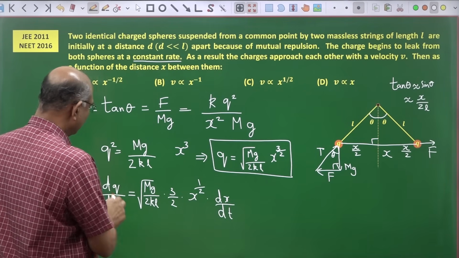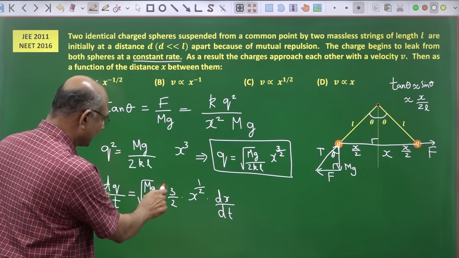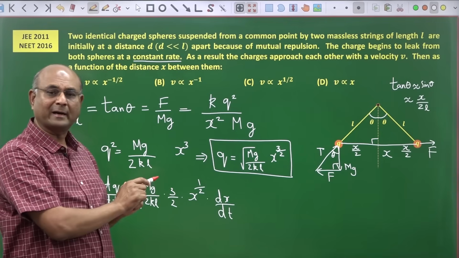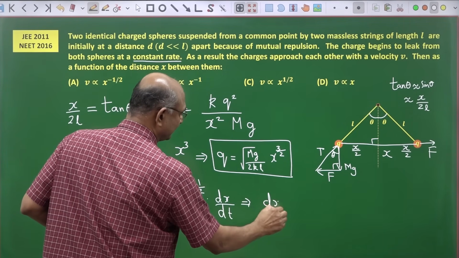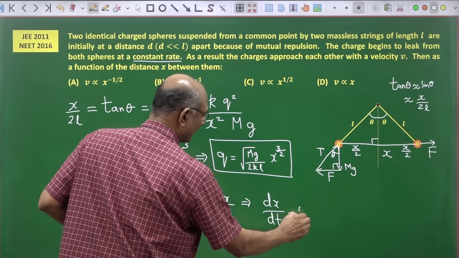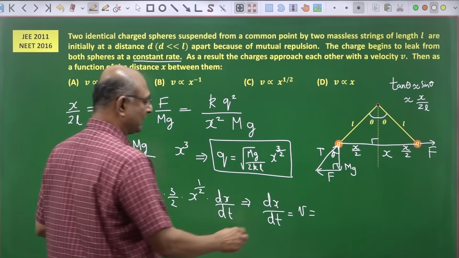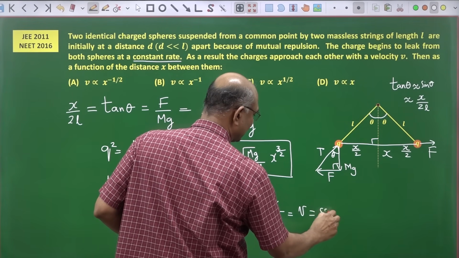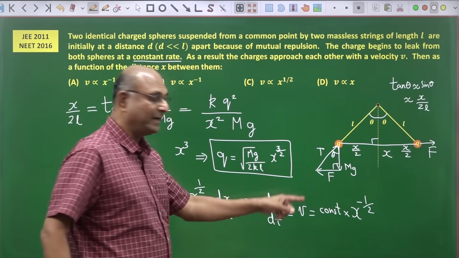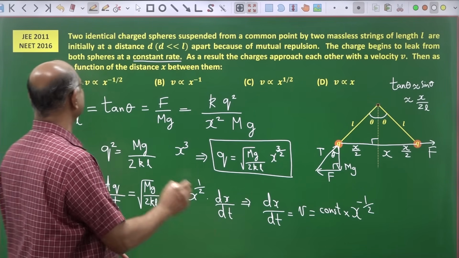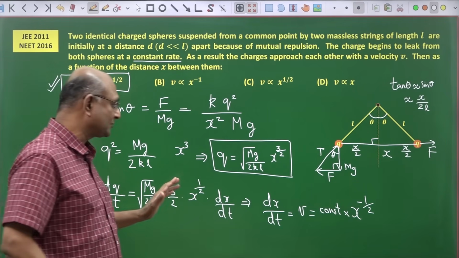This is v. Now this is a constant, why? Constant rate. This is a constant, this is a constant. So that means v into x power half is a constant. And so dx by dt, which is v, is this constant divided by this constant into x power minus half. So I can say some constant into x power minus half. So v is proportional to x power minus half. I hope you have understood this, right?